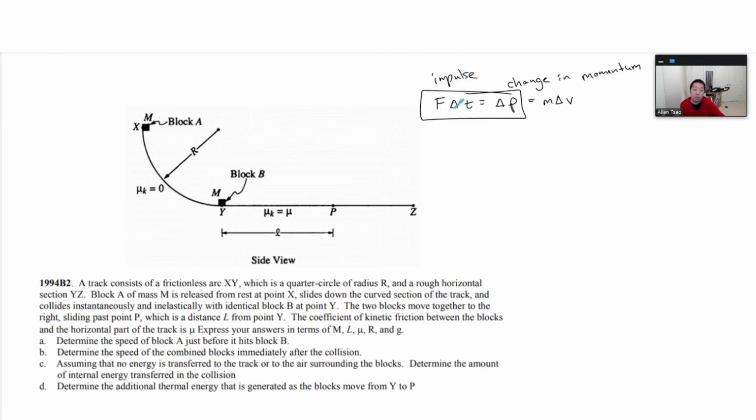Just like with energy, if there's no work on a system, there's no change in energy. If there is no impulse, that is to say F delta t equals 0, then there is no change in momentum. That means the final momentum equals the initial momentum, and we call this conservation of momentum.